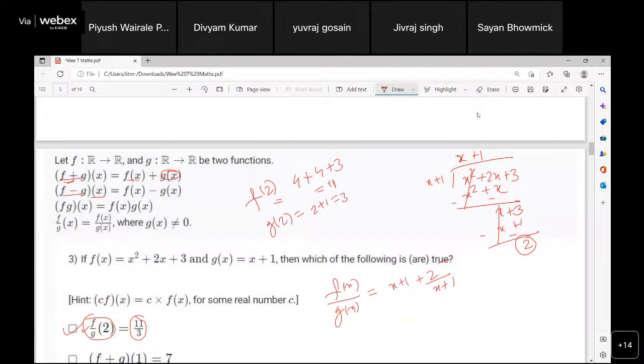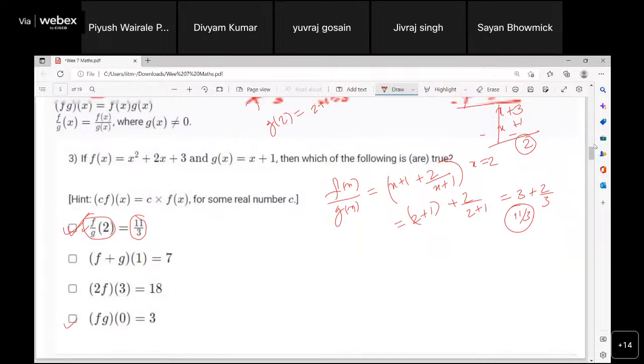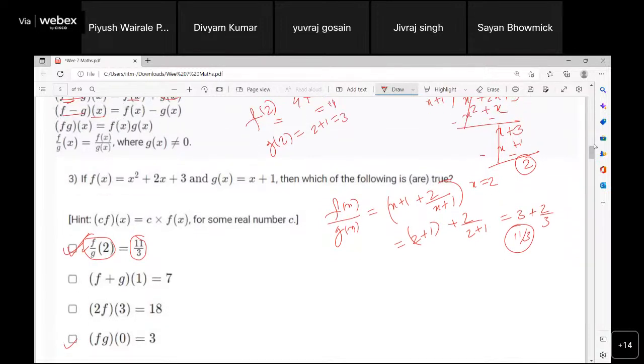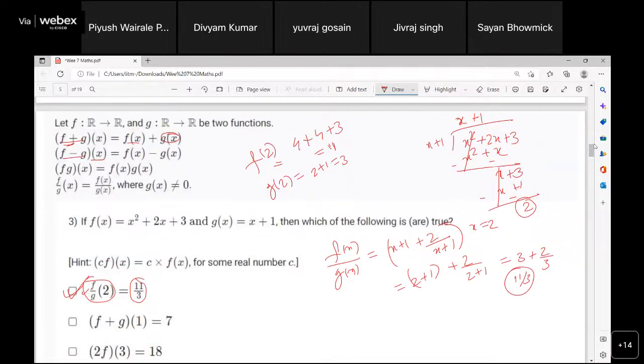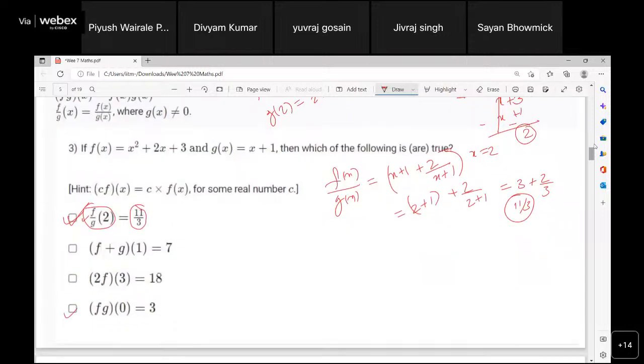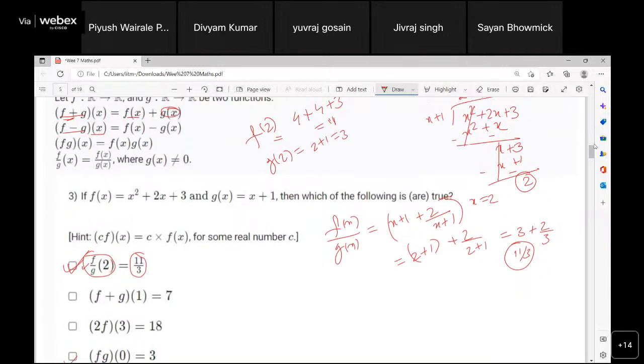Now just put x equals 2 here. What are we getting? 2 plus 1 plus 2 upon 2 plus 1, that is 3 plus 2 by 3, right? So 3 into 3, 9 plus 2, that is 11 by 3. Yes, the same answer we are getting. Any doubt in this part? Does everyone understand how we get x plus 1 here? It's clear, sir.